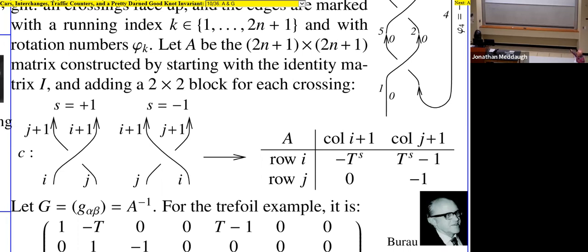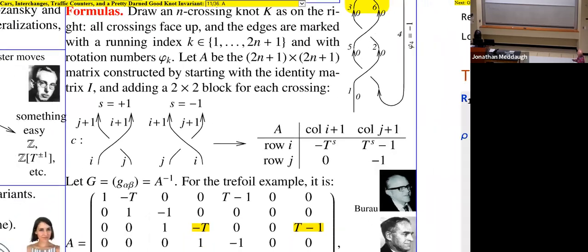Given such a crossing, you add a block to the matrix A, namely in row I and row J and column I plus one and column J plus one, you place the 2x2 matrix: negative T to the power S, T to the power S minus one, zero, minus one. S is the sign of the crossing. And then you let G be the inverse of that matrix A. So let's do an example.